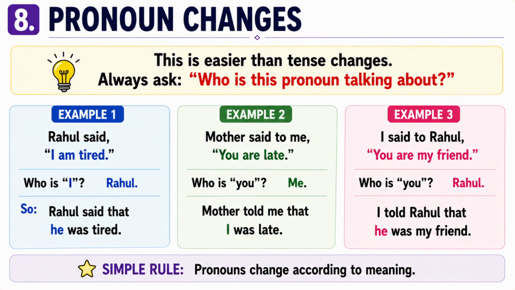Example 3. I said to Rahul, "You are my friend." Who is "you"? It is Rahul. So the sentence becomes, "I told Rahul that he was my friend." So, the simple rule is, pronouns change according to meaning.